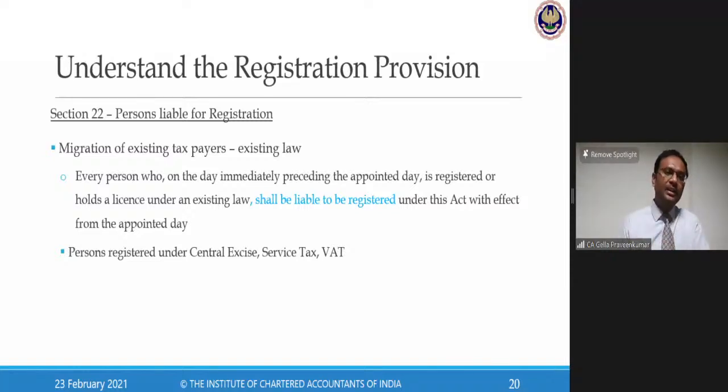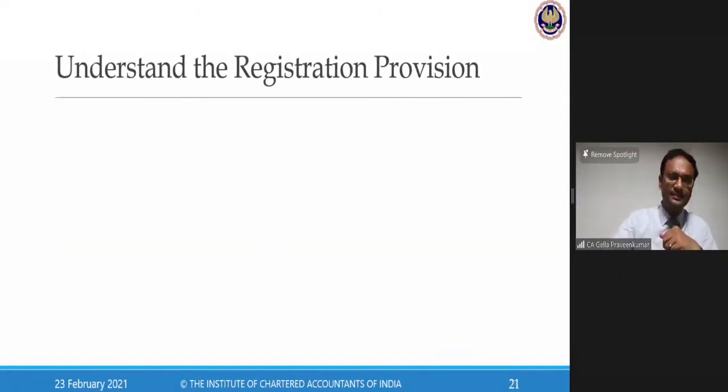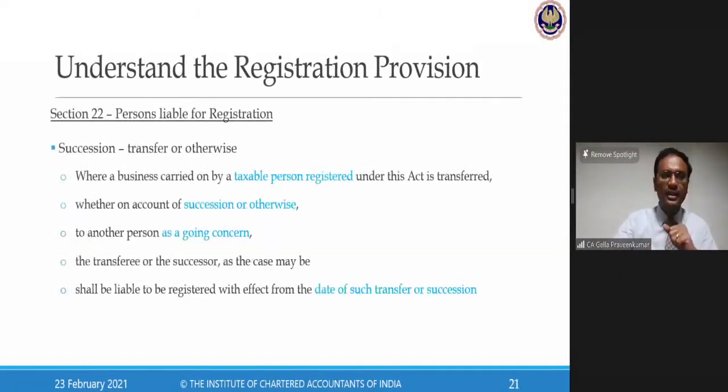Moving further, persons liable for registration under section 22, migration of existing taxpayers. Now, this is almost 3 years gone after we moved into GST law. This is a redundant provision. What it says, people who have already registered under the existing central excise, service tax, VAT will be auto-migrated to GST law. This is what section 22 says. Not important.